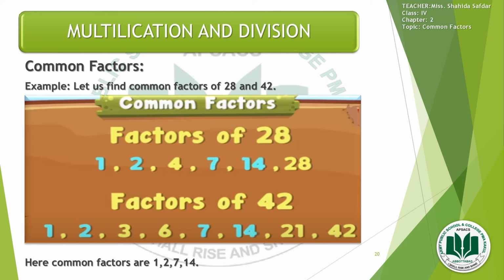Here, first we have calculated the factors of 28, that are 1, 2, 4, 7, 14 and 28. Now factors of 42 are 1, 2, 3, 6, 7, 14, 21, 42. You can see here the numbers with blue color are the same, so we can say that they are the common factors. Hence, the common factors are 1, 2, 7 and 14.